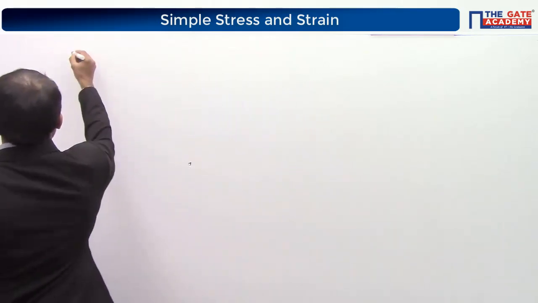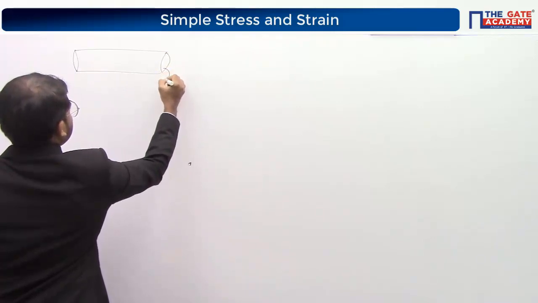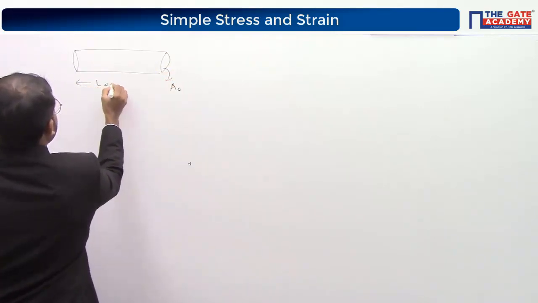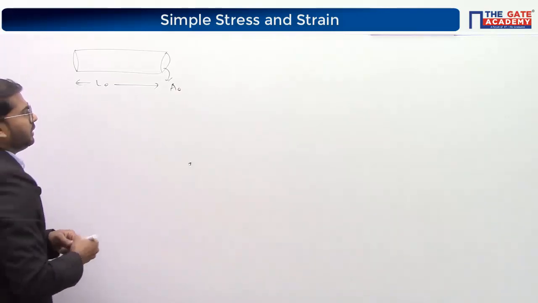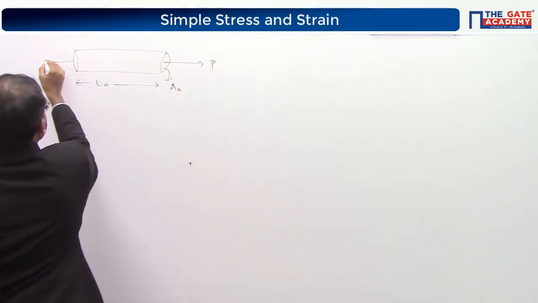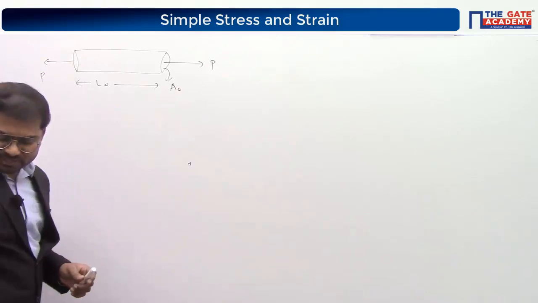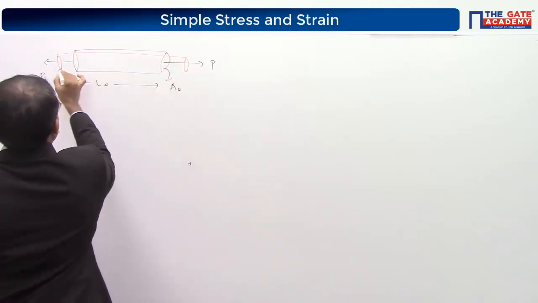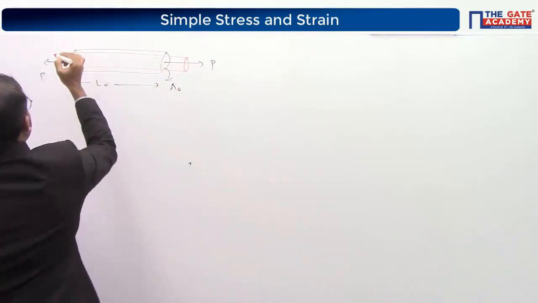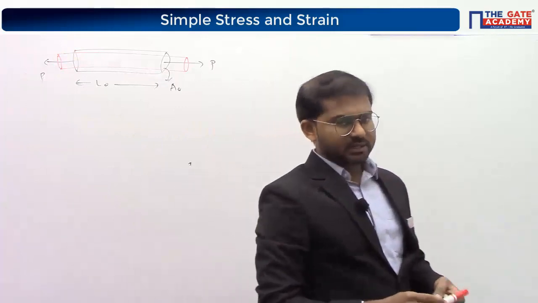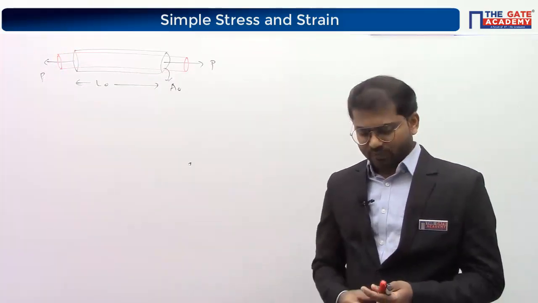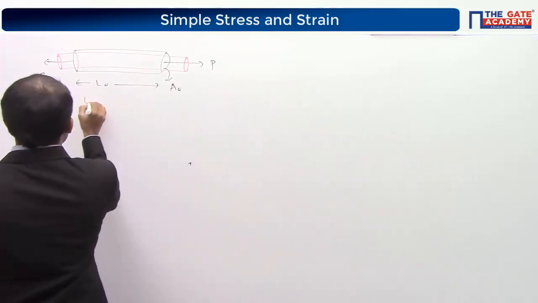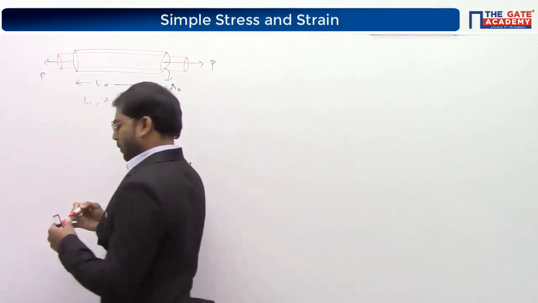So I am taking a cylindrical rod which has some original area of cross section A naught and original length L naught. On this I am applying a load P. The body is in equilibrium, so it will be experiencing stress, and due to the application of force P, the member is experiencing elongation, and its final length is L1 and final area is A1.